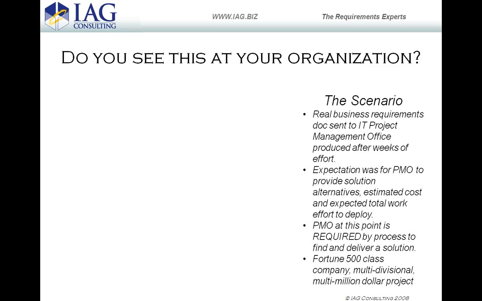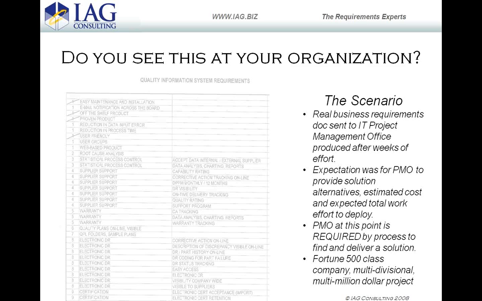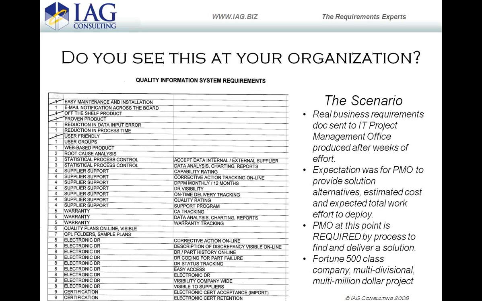And by the way, this is not a small company. This is a Fortune 500 class company that is multi-divisional, and this was a multi-divisional, multi-million-dollar project. Now let me show you the requirements. This is it. I think the only irony is that it's a quality information system. So do you see this kind of thing?